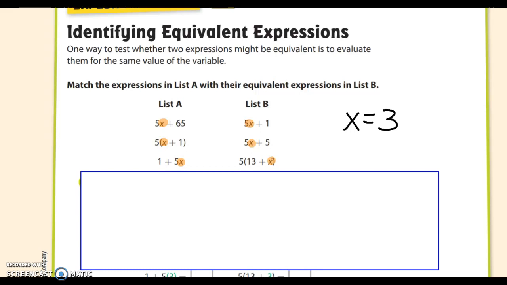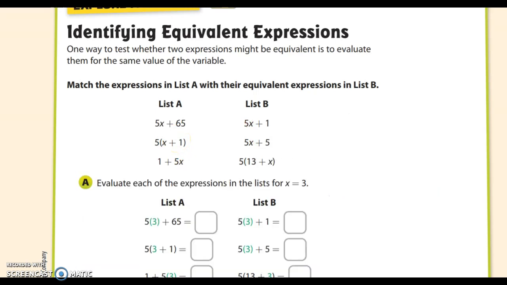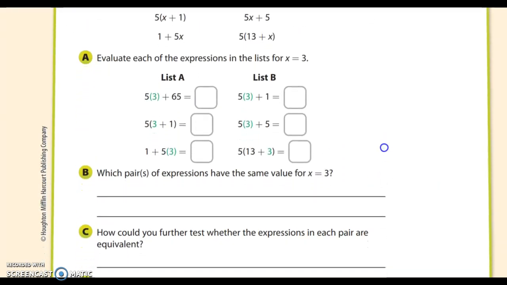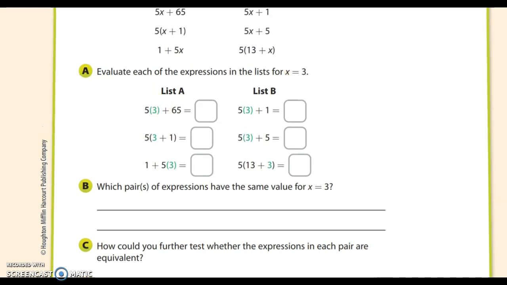So this first one, instead of having 5x plus 65, we'd have 5 times 3 plus 65. And the second one would be 5 parentheses 3 plus 1, and then we do 3 plus 1 and multiply that by 5. That's what we're going to do below, where it says A, evaluate each of the expressions in the list for x equals 3. So all of these are the same thing as what we had up above.